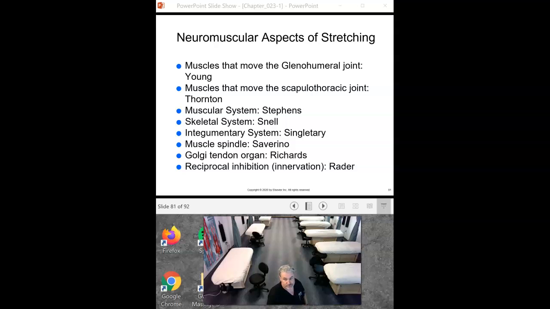Advanced form of stretching. Okay, so we just heard about three things. We heard an excellent presentation on muscle spindles. We heard an excellent presentation on Golgi tendon organs. We heard an excellent presentation on reciprocal inhibition. By the way, we heard other excellent presentations, but I'm talking about these three.